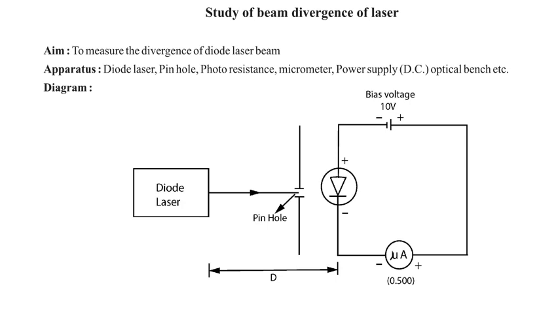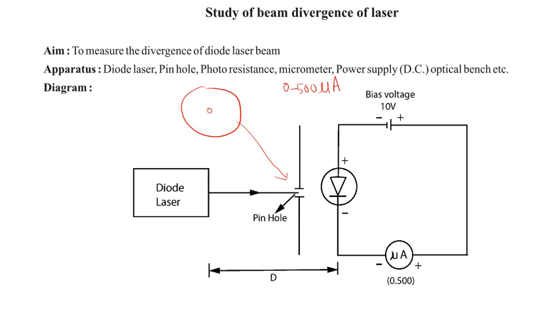We need a pinhole. Pinhole means a small hole in the cardboard. Let's say this is cardboard. At the center there is a small hole, that is shown here in this figure like this. Okay. So pinhole, then photoresistance. This is your photoresistance. Microammeter. We need a microammeter which has range from 0 to 500 microampere. This is the range of the microammeter. Then we need a DC power supply and optical bench.